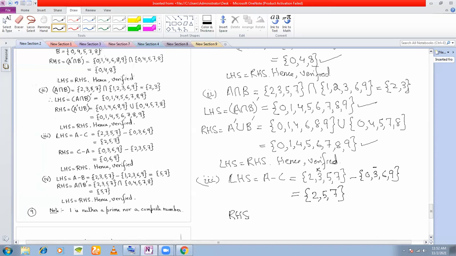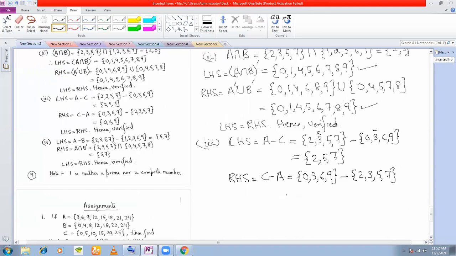Right hand side is C minus A. Again, you will have to take all the elements of C, from which all the elements of A have been removed. So what are the elements here? 0, 6, and 9. So what you see here is that A minus C, which is the left hand side, is not equal to C minus A, right hand side. So left hand side not equal to right hand side. Hence verified.